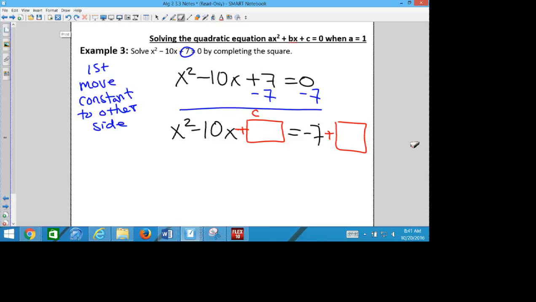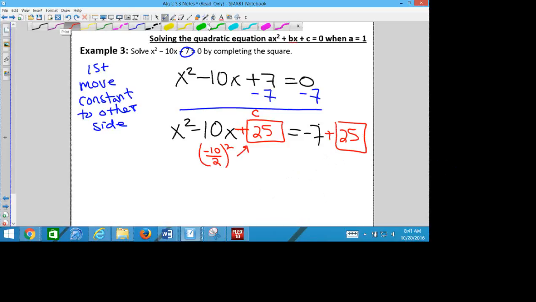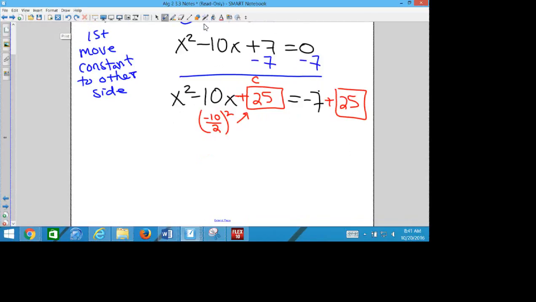So what am I putting in for C? I'm going to do negative 10, divide by 2, then square that answer. What goes in here? 25. So I put 25 over here. I have to add it to the other side also, otherwise it won't be equal anymore. So what we just did there was called complete the square, and that was by doing b divided by 2 squared.